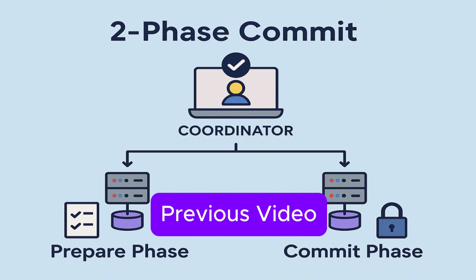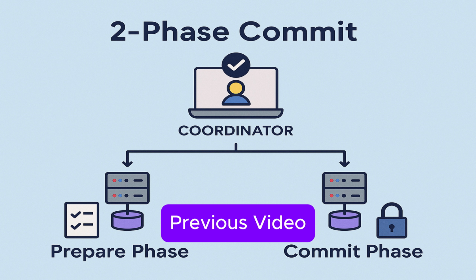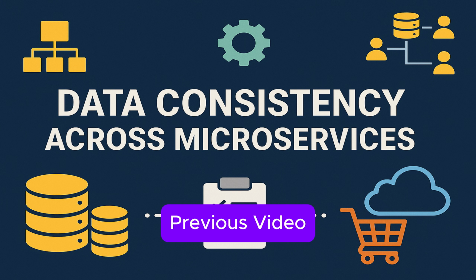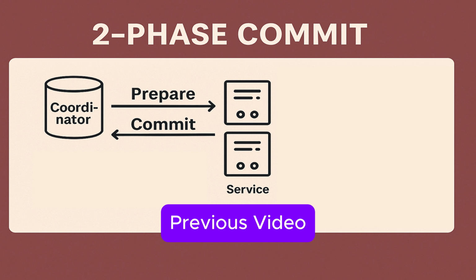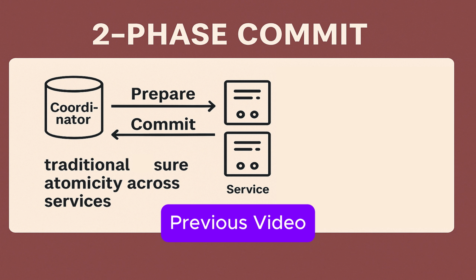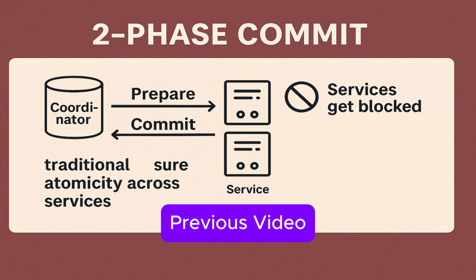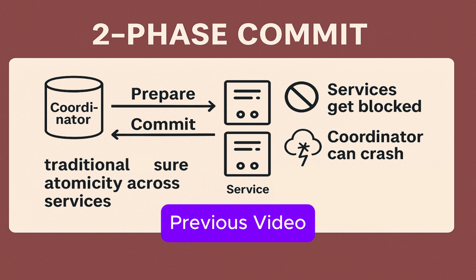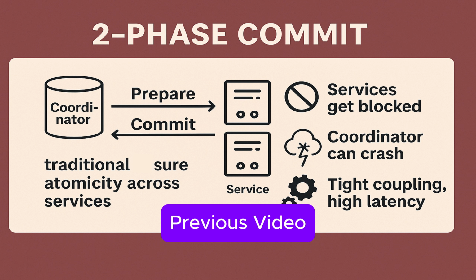In the previous video, we explored two-phase commit, which is a traditional way of handling distributed transactions to ensure atomicity across services. We saw how it works in two phases, prepare and commit, and how it ensures either everything commits or nothing does. But we also saw its major flaws, like services getting blocked waiting for the coordinator, or if the coordinator crashes, participants are left hanging, and it also creates tight coupling and adds high latency.